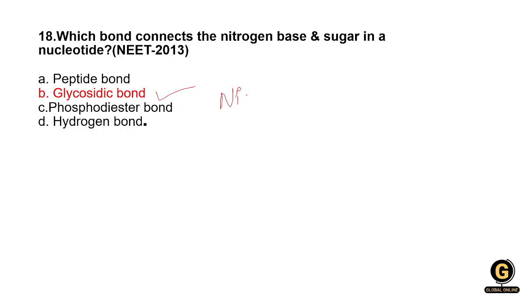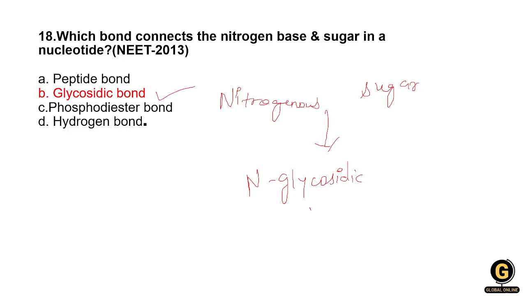It attaches nitrogen bases, right? Nitrogen bases आणि शुगरला काय करते? अटॅच करते. बरोबर, कनेक्ट करते. That means via कशानी अटॅच करते? एन ग्लायकोसिडिक बॉन्डनी. येस, एन ग्लायकोसिडिक बॉन्डनी अटॅच करते. येस स्टूडेंट, इज इट क्लियर? So this question was asked in the year 2013.